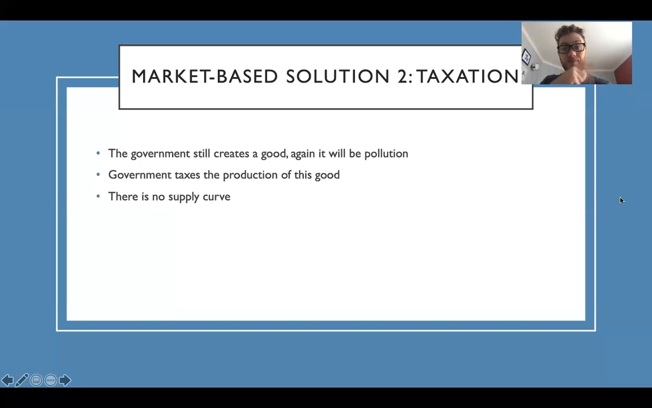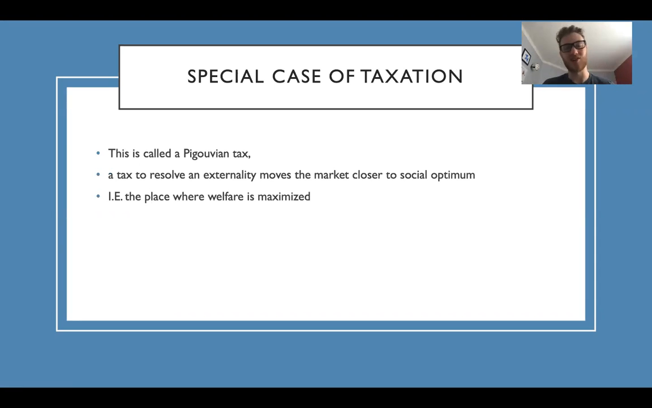Market-based solution number 2 is taxation. The government still creates a good. Again, we're going to do pollution. And the government taxes the production of this good. And there's no supply curve for this because who wants pollution? This is called a Pigovian tax. This is a tax to resolve an externality, and it moves the market closer to social optimum, i.e. the place where welfare is maximized.